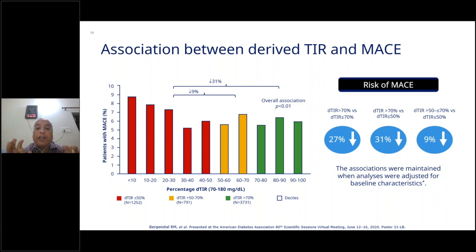If you spend more than 70% of your time in range, then the risk of MACE is reduced by 27%.